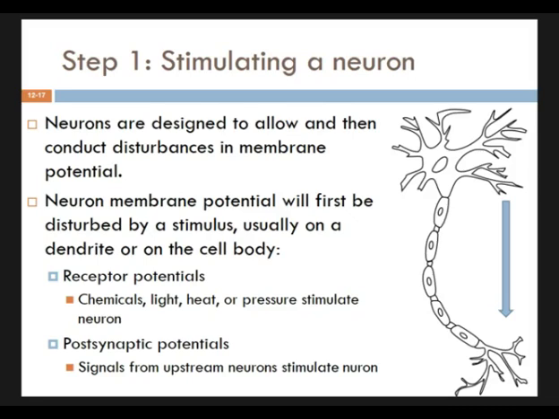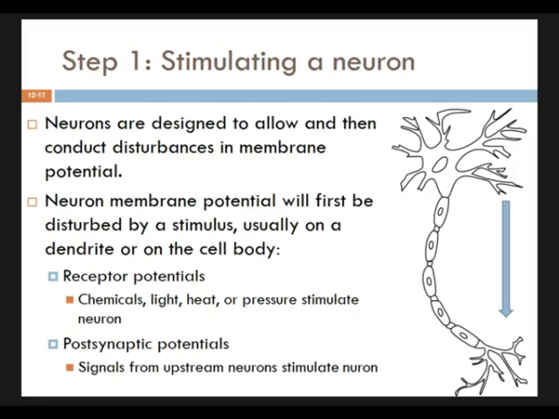So if a neuron within your eye receives light information, or if a pressure receptor in your skin receives pressure information, that will cause what's called a receptor potential, where there'll be some change in the membrane potential on the dendrite that just received that sensory information. That's the first disturbance that this neuron ever receives. So we call it a receptor potential because it's the change in membrane potential that occurs when this neuron receives its stimulus.